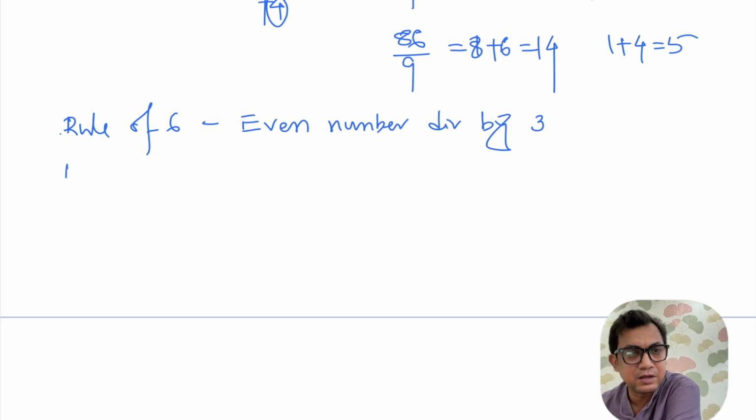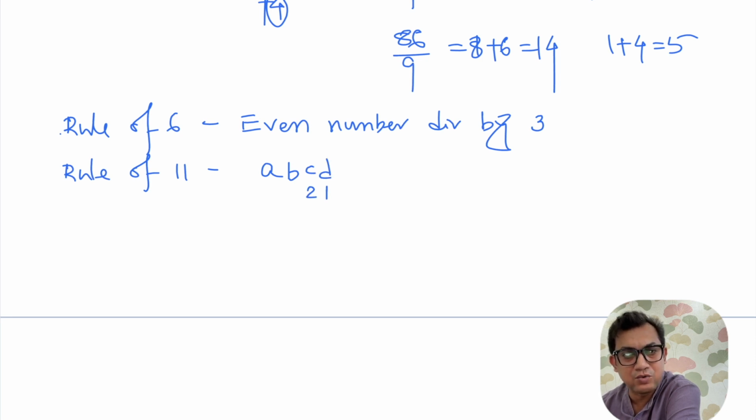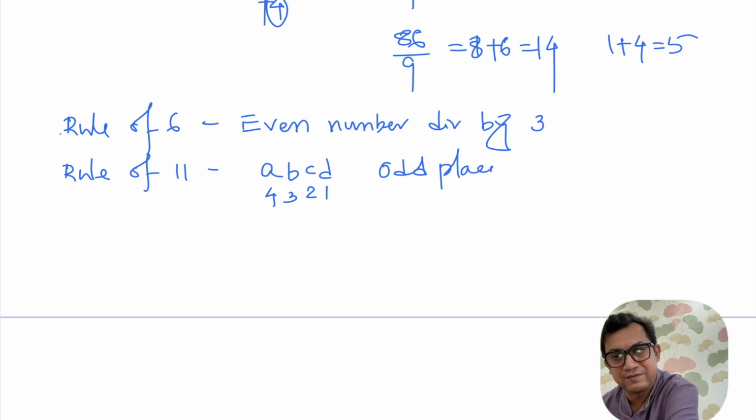Done. Now let me check the divisibility rule of 11. 10 I am not doing, 8 is done. Now the divisibility rule of 11 is, suppose a number is A, B, C, D. What you do, you mark them like 1, 2, 3, 4, and you add the odd place digits, and you add the even place digits.